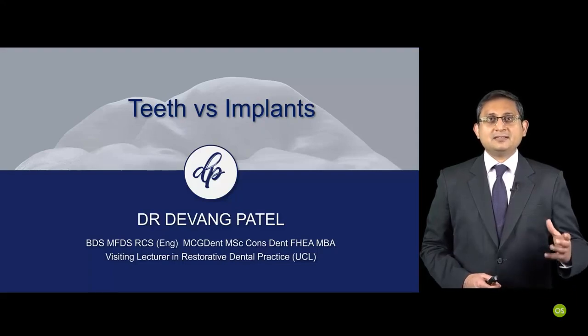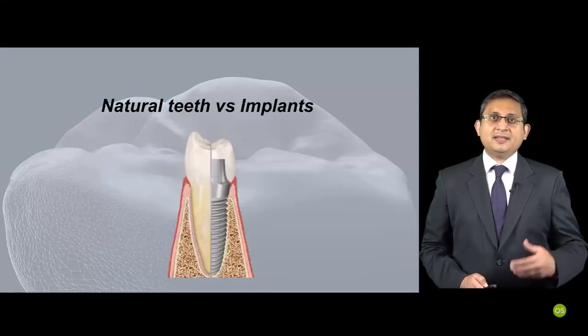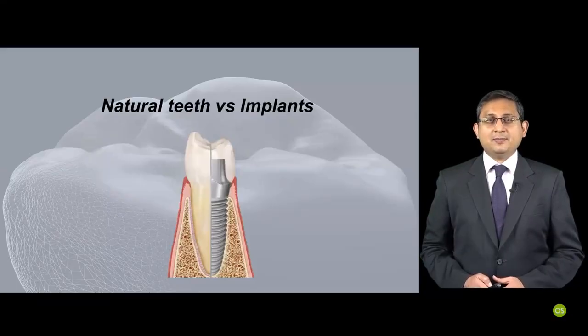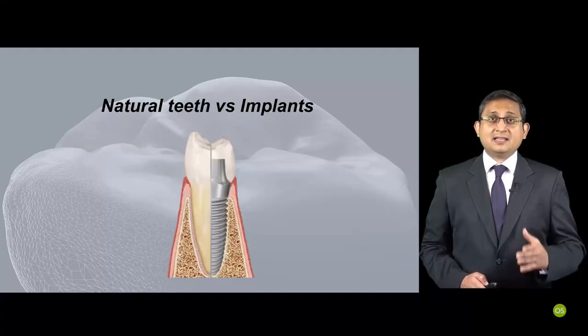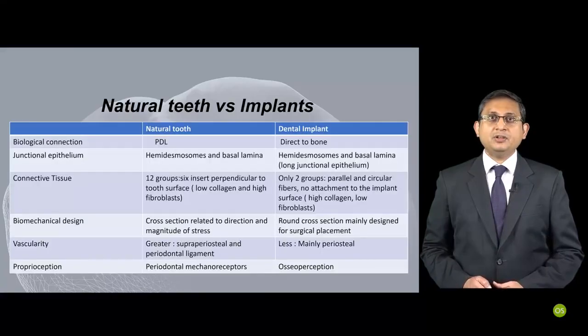We looked at some of the consequences in previous videos. Before we understand the fundamentals of occlusion, let's look at the differences between natural teeth and implants, because these differences dictate how we treat implants differently compared to natural teeth. So in this table, we are discussing the biological implications.